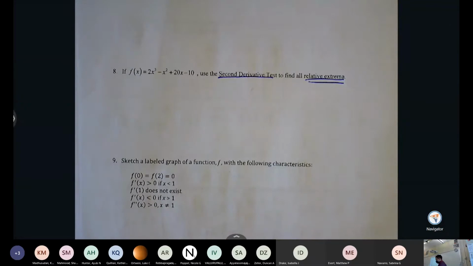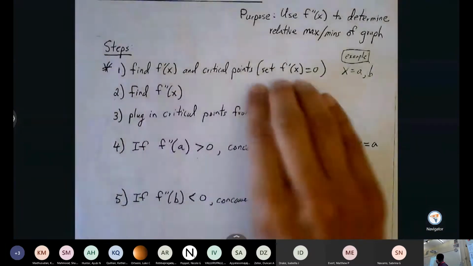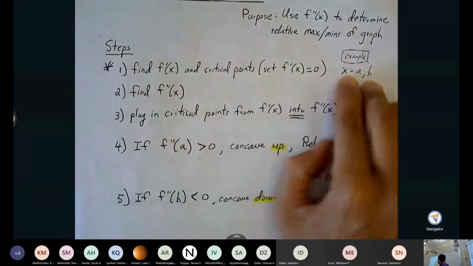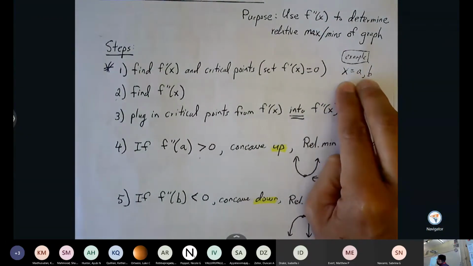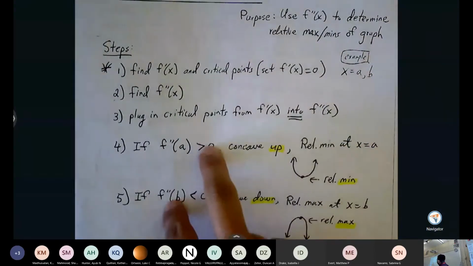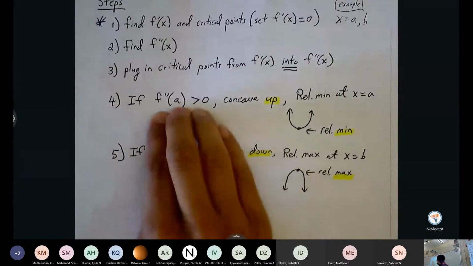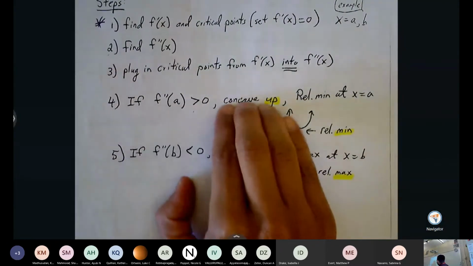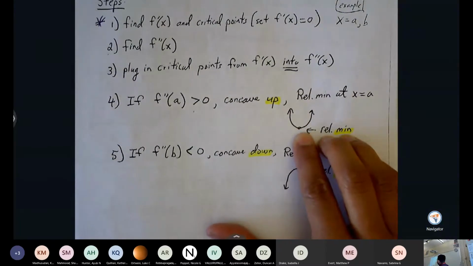Let me recap the steps for a moment. For the second derivative test, remember, we find critical points from f prime. We set f prime equal to 0 and find those critical points. But rather than creating a sign line from f prime, we take these critical points and put them into the second derivative function. Then we look to see if it's positive or negative. If it's positive, we know it's concave up. If it's concave up, we know that the graph must have a relative minimum there.